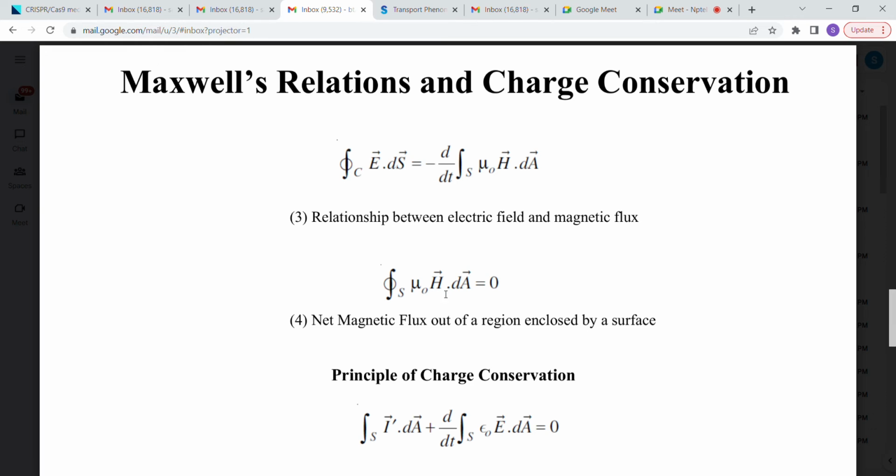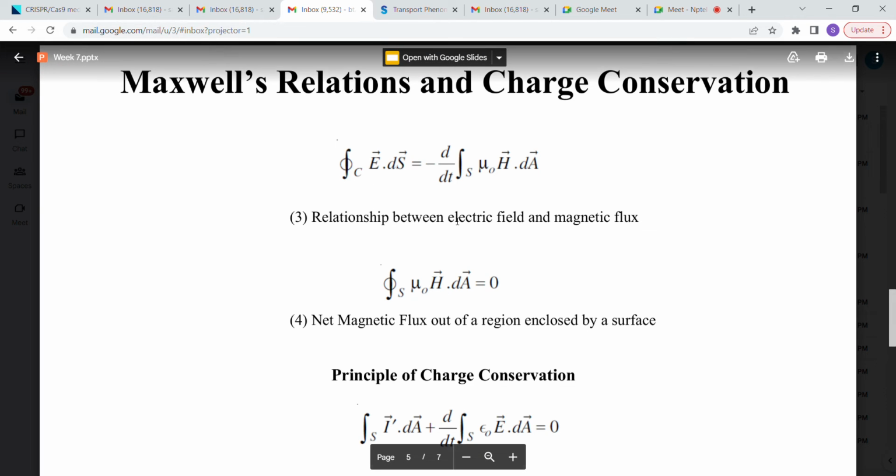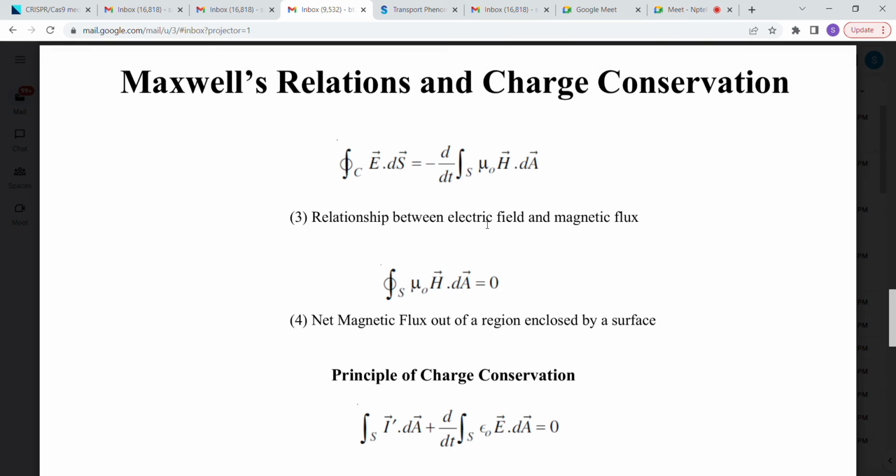As you see, this term is equal to the negative time rate of change of this term, and that is Maxwell's third law. Now, that was the third relationship, and coming to the fourth relationship.